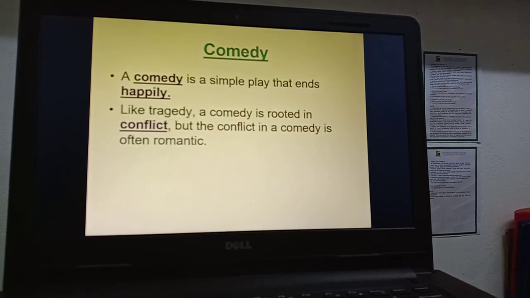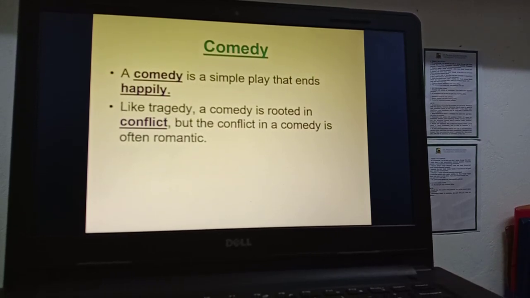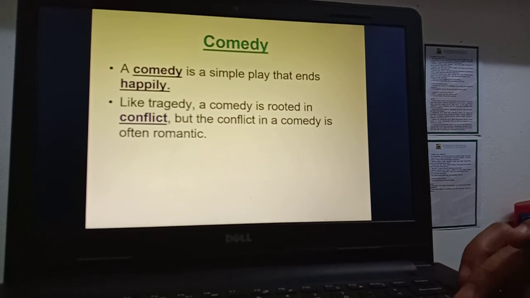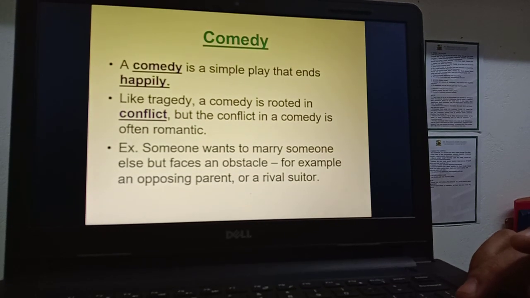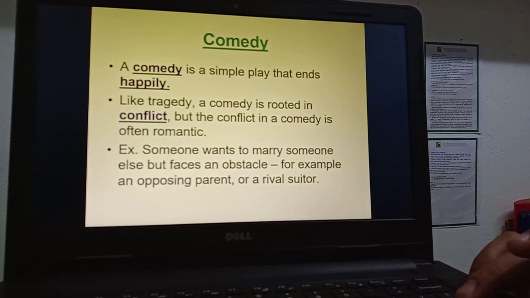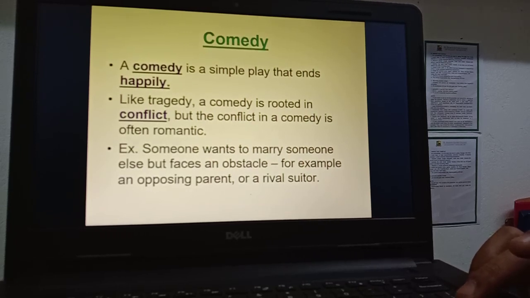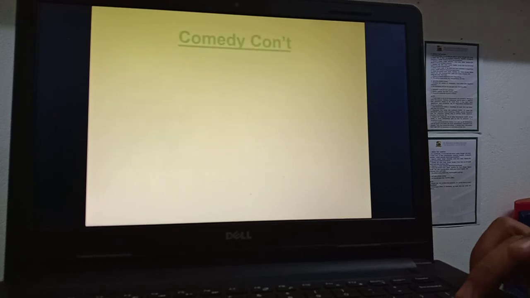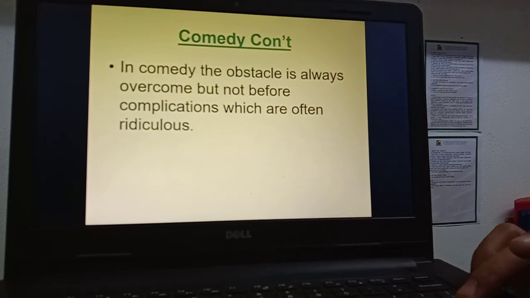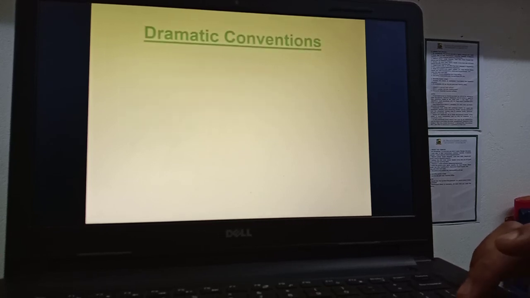Like tragedy, a comedy is rooted in conflict, but the conflict in a comedy is often romantic. Someone wants to marry someone but faces an obstacle, for example, an opposing parent or a rival suitor. In comedy, the obstacle is always overcome, but not before complications, which are often ridiculous.